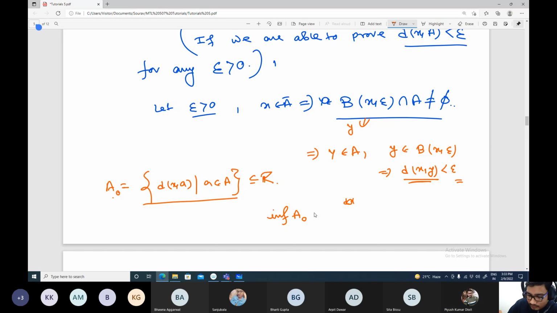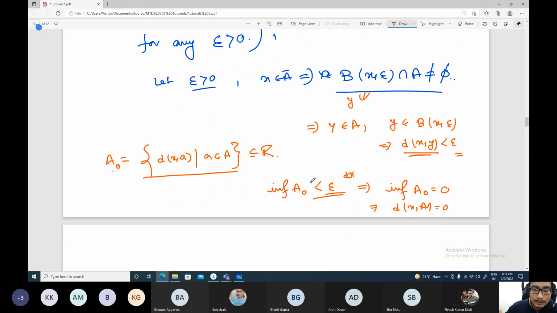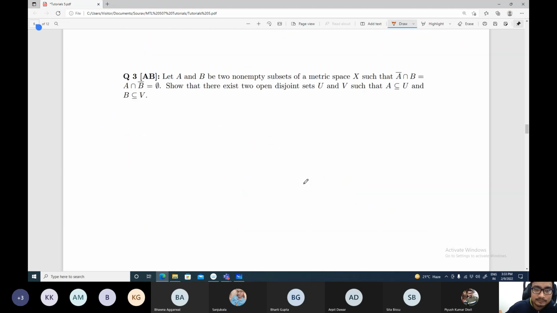Yes, why 0? Because the infimum is less than epsilon, which is arbitrary. Right, the infimum is less than epsilon, arbitrary. So this implies the infimum of A naught equals 0, right? So that means d of x comma A equals 0. Fine. Clear? Okay.